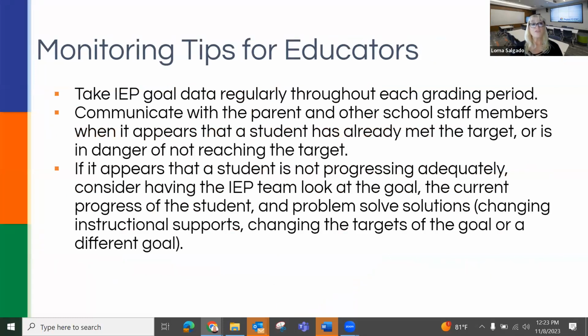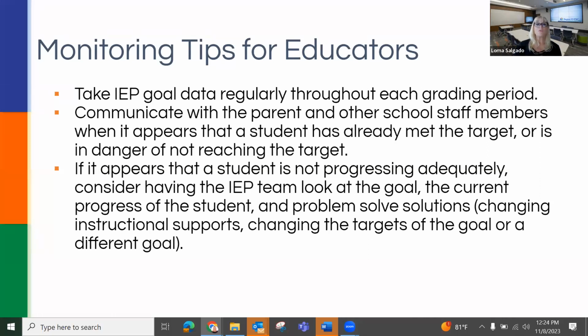For educators, if you're out there, take that IEP goal data regularly. Don't just wait till the end and go, I hope they made it. Communicate with the parent and other school staff members. If we think a student has met the target, like they have an IEP annual goal, I just had their IEP meeting in September, here we are in November, and I'm looking at it and they are meeting it, then we probably need to come back to committee and talk about changing goals or updating that goal in some way.